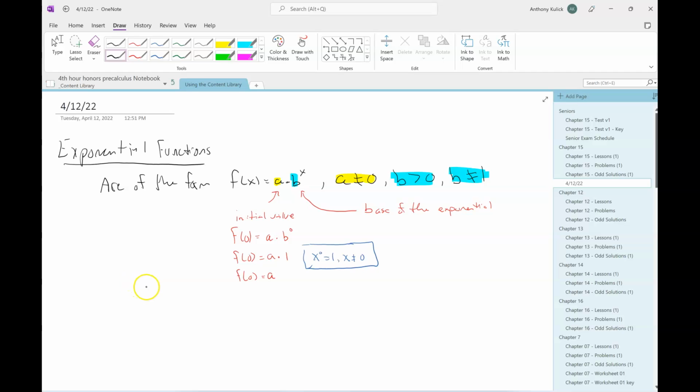Cool. All exponentials have a key feature. They all have a horizontal asymptote. For the form above, that horizontal asymptote will be at y equals 0.